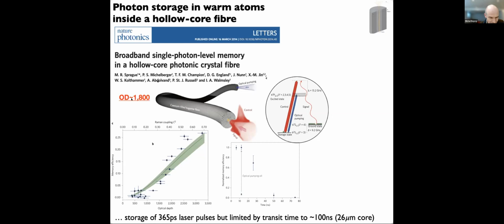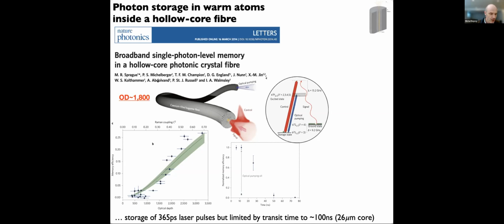Because they managed to fill it pretty well, they were able to achieve optical depths of about 1800. Just to define optical depth: it means how much your light gets attenuated when it propagates through a medium. Basically, e to the minus OD is the transmission of light through your medium. It serves as a figure of merit for these interactions between atoms and optical pulses.